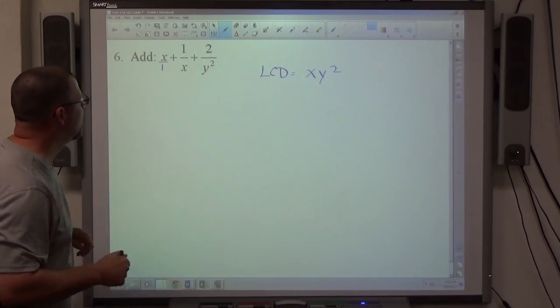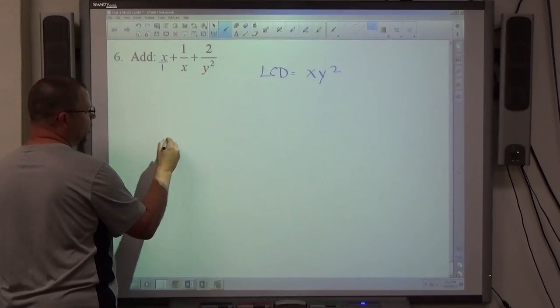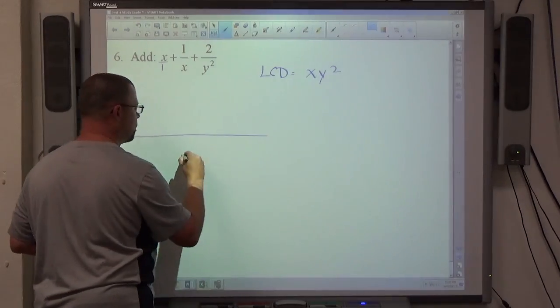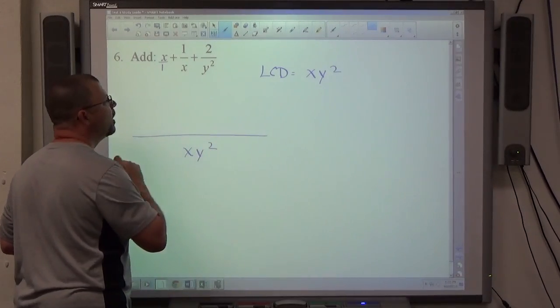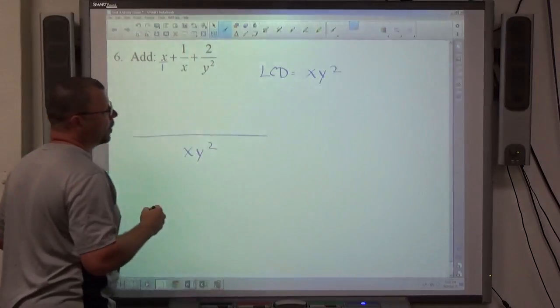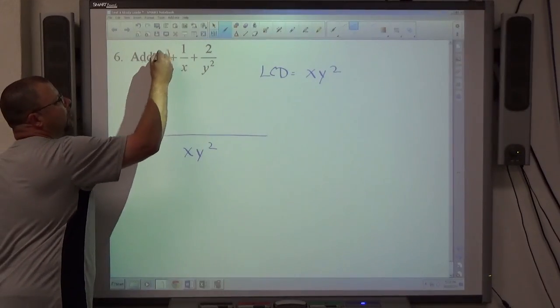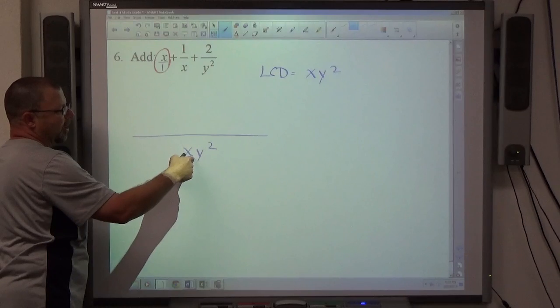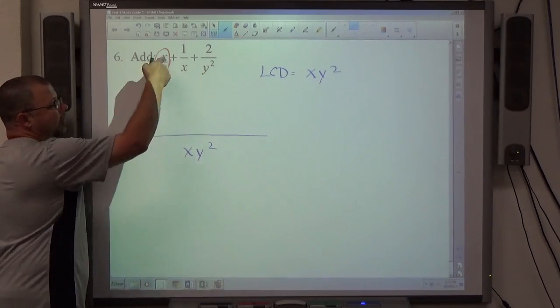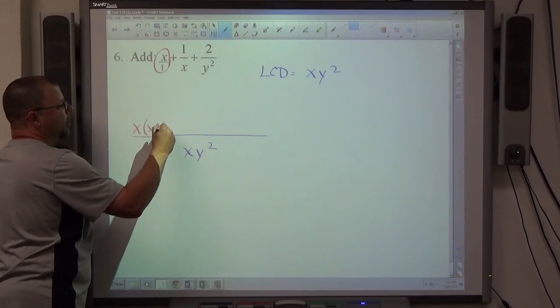Once you've established the least common denominator, then you simply create one big fraction bar, put the least common denominator in the bottom, and then modify each fraction appropriately to create that common denominator. So this fraction had a 1, now it's got an xy squared. So x is still x, the top. Xy squared is the new stuff.